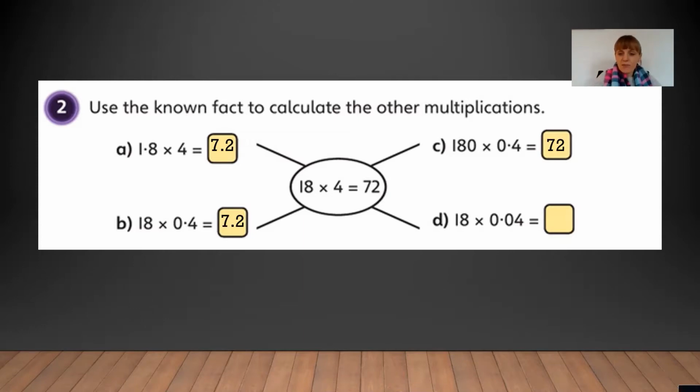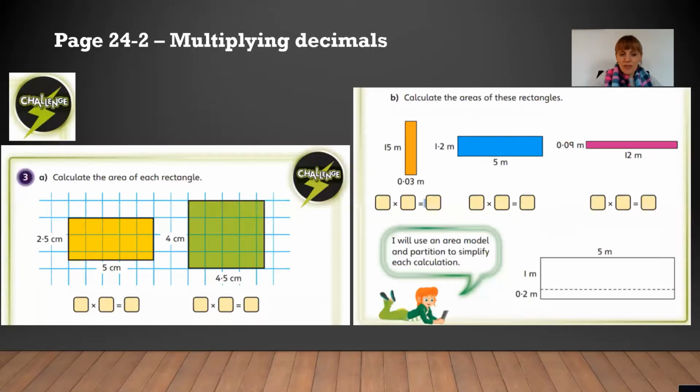Now 18 times 0.04, we can see that 4 is 100 times smaller this time, so our answer is going to be 0.72. Okay, hope you got on all right with that.